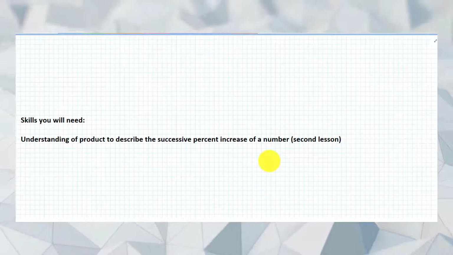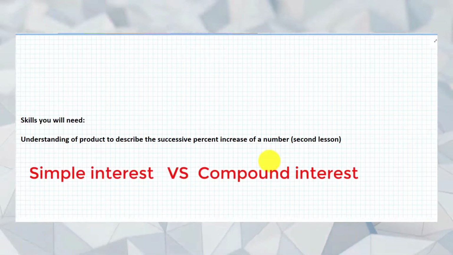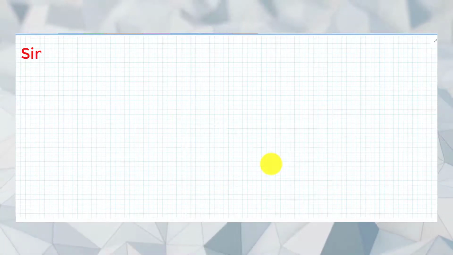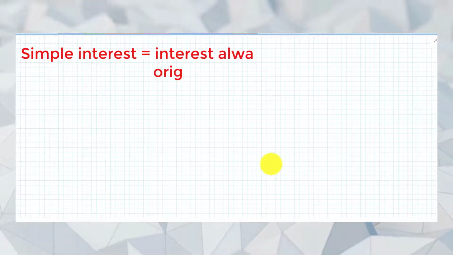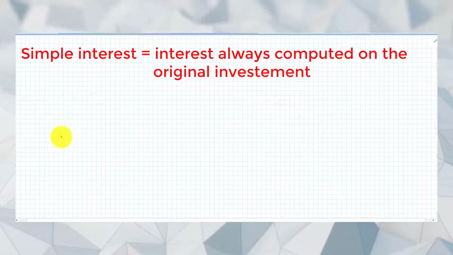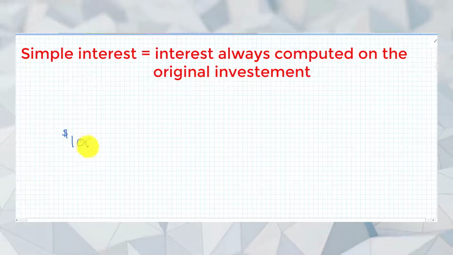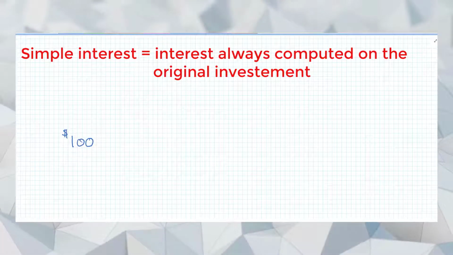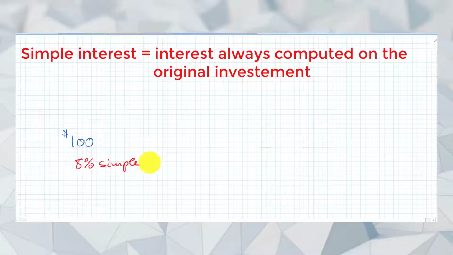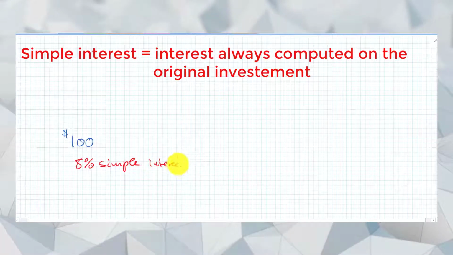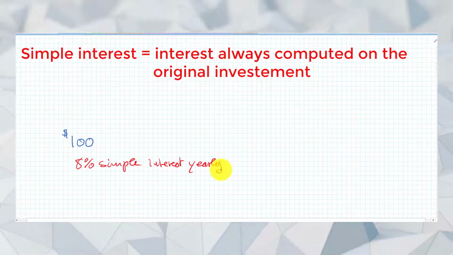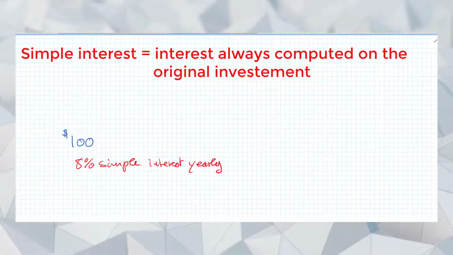Let's begin with a fundamental distinction between simple interest and compound interest. In a simple interest model, you compute interest solely on the original amount invested. For example, suppose you start with $100 and the interest is 8% simple interest annually, yearly. So simple interest yearly. How do you compute interest at the end of every year? Well, this is very simple.